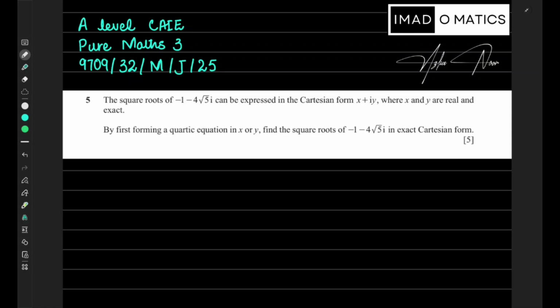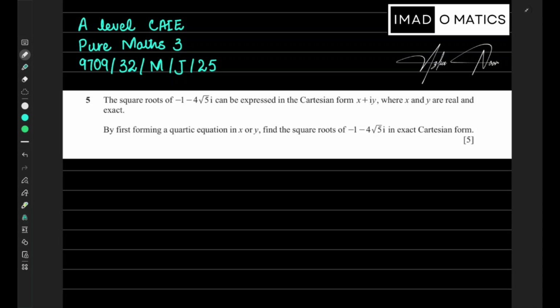The square roots of -1 minus 4 root 5 iota can be expressed in the Cartesian form x plus iota y, where x and y are real and exact, by first forming a quadratic equation in x or y. Find the square roots of this in exact Cartesian form.